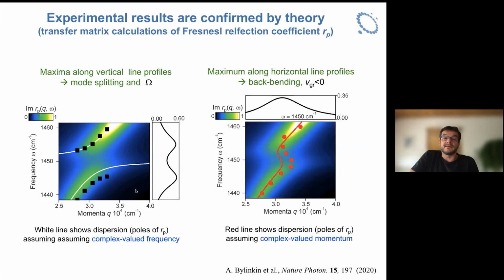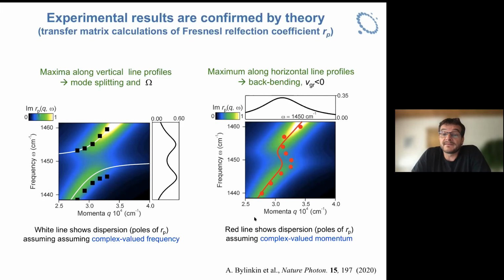And now we can do exactly the same. We can analyze or extract dispersion and eigenmodes out of these Fresnel reflection coefficients by looking for the poles of these reflection coefficients. And we can do this in two fashions. We can assume that we have a complex valued frequency. And in this case, the poles give us a dispersion that is indicated by the white lines here. And these white lines correspond very well with the experimental data that we extracted from the plot before.